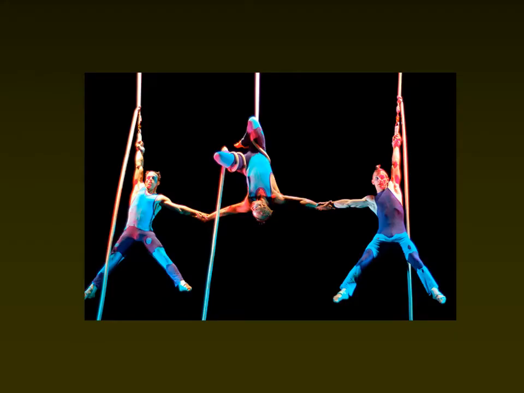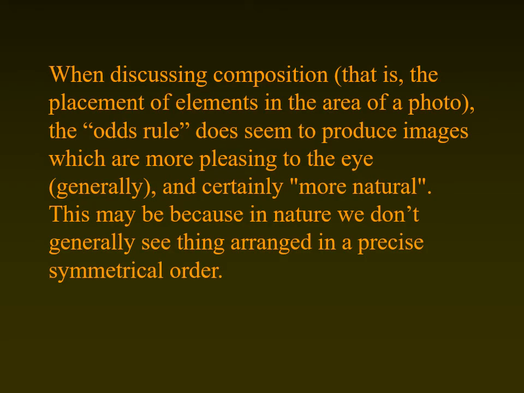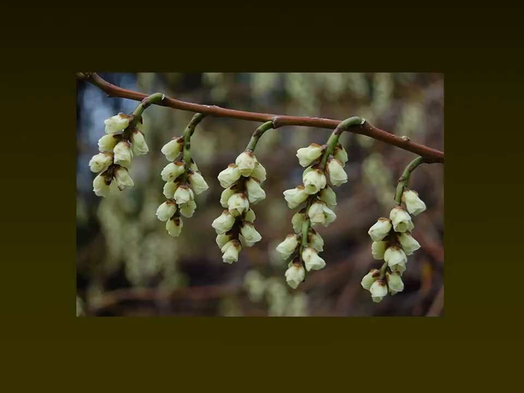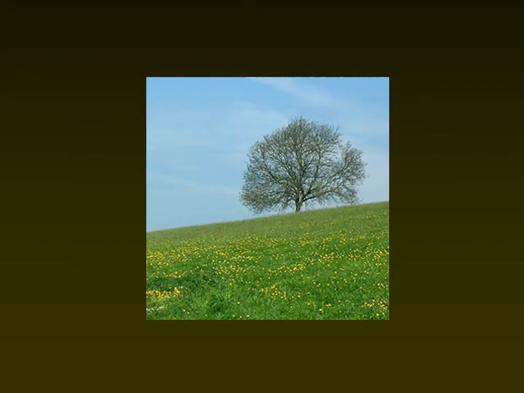Okay, same thing, 3 circus guys. So when you look at the composition, the odd rule does seem to make it a little more pleasing to the eye. Maybe it's because we don't see things arranged in nature in symmetry. Looks a little unnatural. If you look at the tulips here, you've got 3 tulips together, 5 buds on this tree, 1 lonely tree. And look at my negative space and my diagonal line.